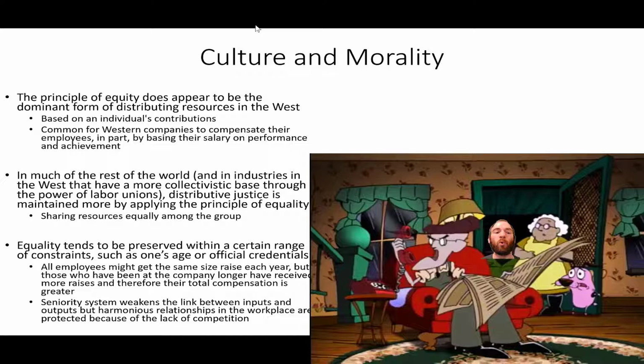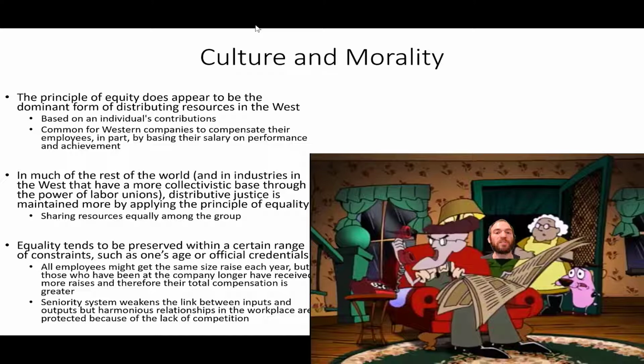distributive justice is maintained more by applying the principle of equality, sharing resources equally among the group. Equality tends to be preserved within a certain range of constraints, such as one's age or official credentials. All employees might get the same size raise each year, but those who have been at the company longer have received more raises, and therefore their total compensation is greater. A seniority system weakens the link between inputs and outputs, but harmonious relationships in the workplace are protected because of the lack of competition. So we basically have 3 competing ways of distributing resources.